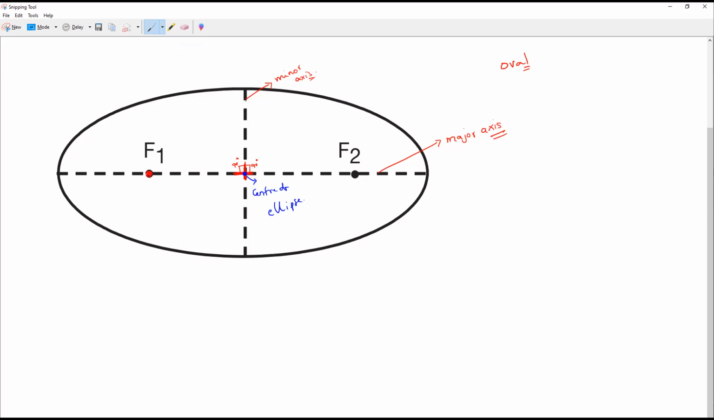And here another fixed point. So these two fixed points are present on the major axis. This is called a focus. This one is also a focus, F1 and F2. Clear? On the major axis. So now these two are called foci. The plural form of focus is foci, F-O-C-I. So F1 and F2.